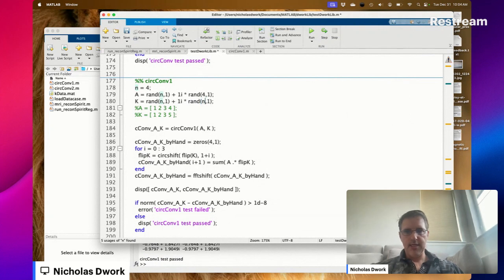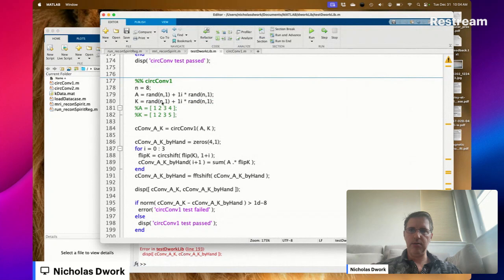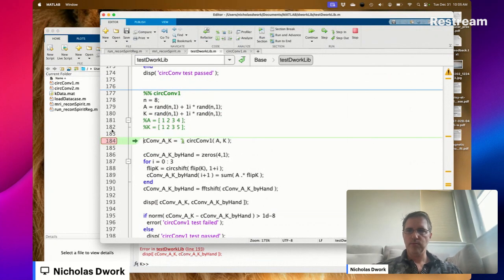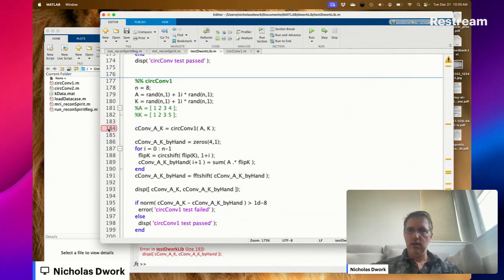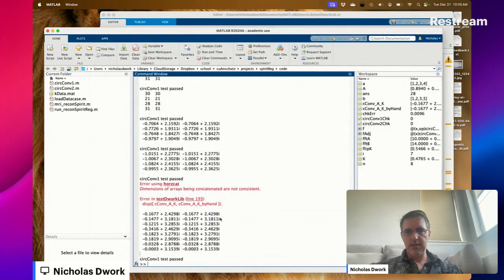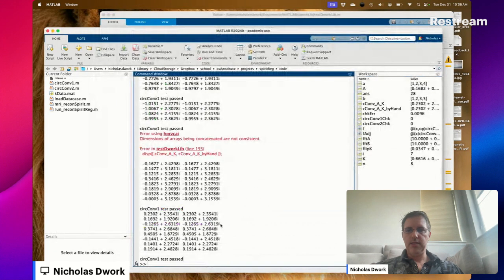Now I can change this test to be any size. So if I make it 8, breaks. Horizontal concatenation are inconsistent. Why did that break? That's 8 by 1. Oh, it broke because I wasn't doing enough convolutions. Now the answer is that it passes.